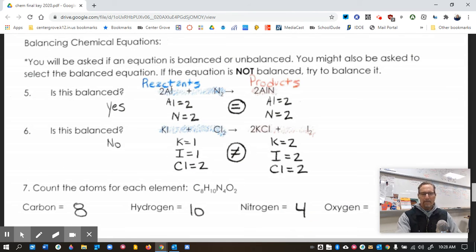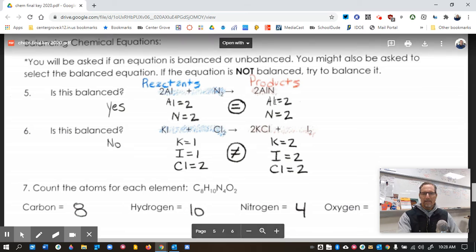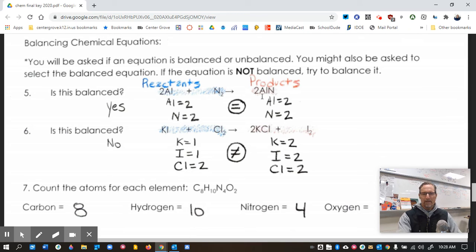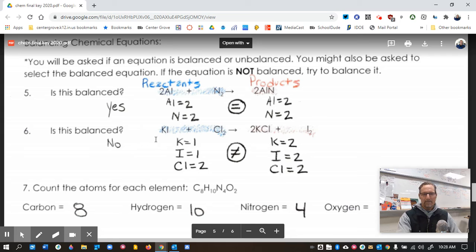So down here, I want to just kind of count the number of atoms. So I have aluminum. There are 2 of those, and there are 2 nitrogens on the reactant side. And then when I compare that to the product side, that 2 applies to the entire molecule. So there are also 2 aluminum and 2 nitrogen. So yes, that is balanced.